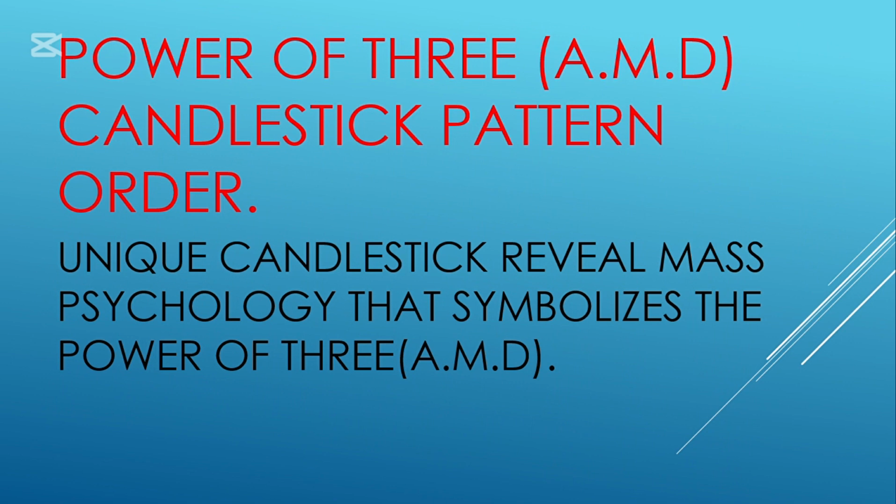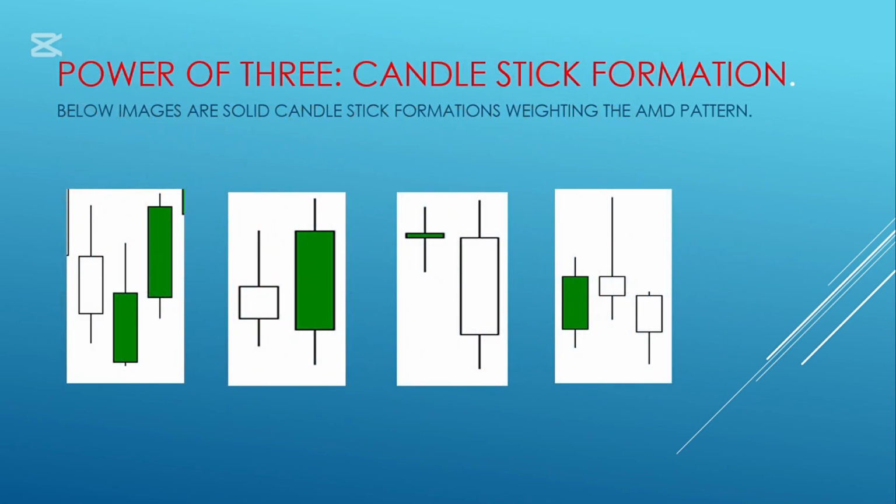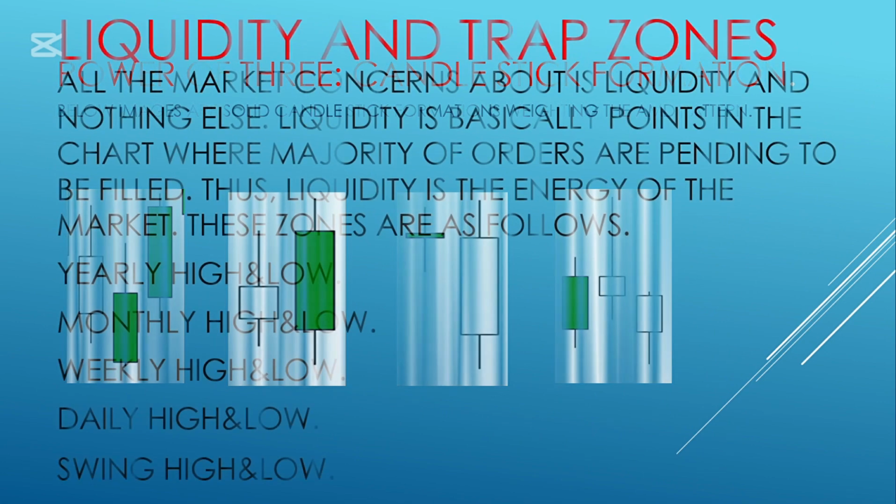Power of 3 candlestick pattern order. Unique candlestick reveal mass psychology that symbolizes the power of 3, the accumulation, manipulation, and distribution. Below are the images of the candlestick showcasing the mass psychology and movement of the market. We have the bullish and the bearish candlestick patterns.